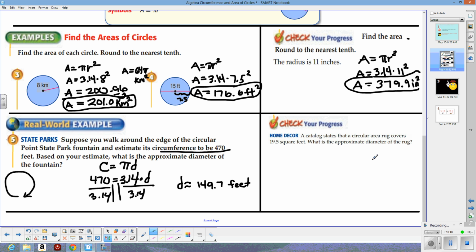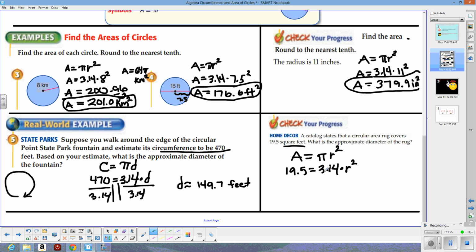It says the catalog states that a circular area rug covers 19.5 square feet. What is the approximate diameter of the rug? Well, this time we're talking about the area because it covers that many square feet. So we're going to write area equals pi r squared. And then since we know the area is 19.5, we're going to put that in place of A. And then we're going to put 3.14 in place of pi. And we don't know what the radius is, so we're going to say r squared.